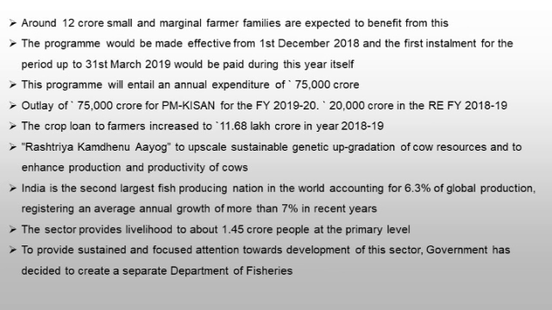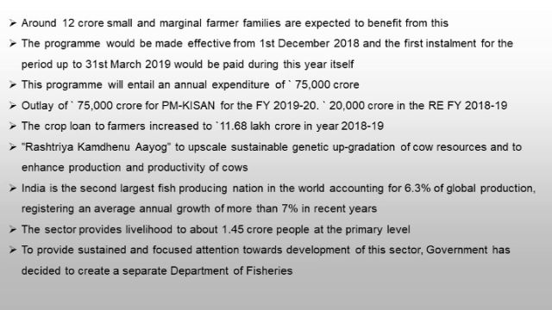Then, as I said, this program would be made effective from 1st December 2018, with retrospective effect. The government has sanctioned 20,000 crores in revised estimates 18-19 and 75,000 crores for 19-20. So the government has already launched this with a backdated effect. Then the crop loans to farmers have been increased to 11.68 lakh crores.